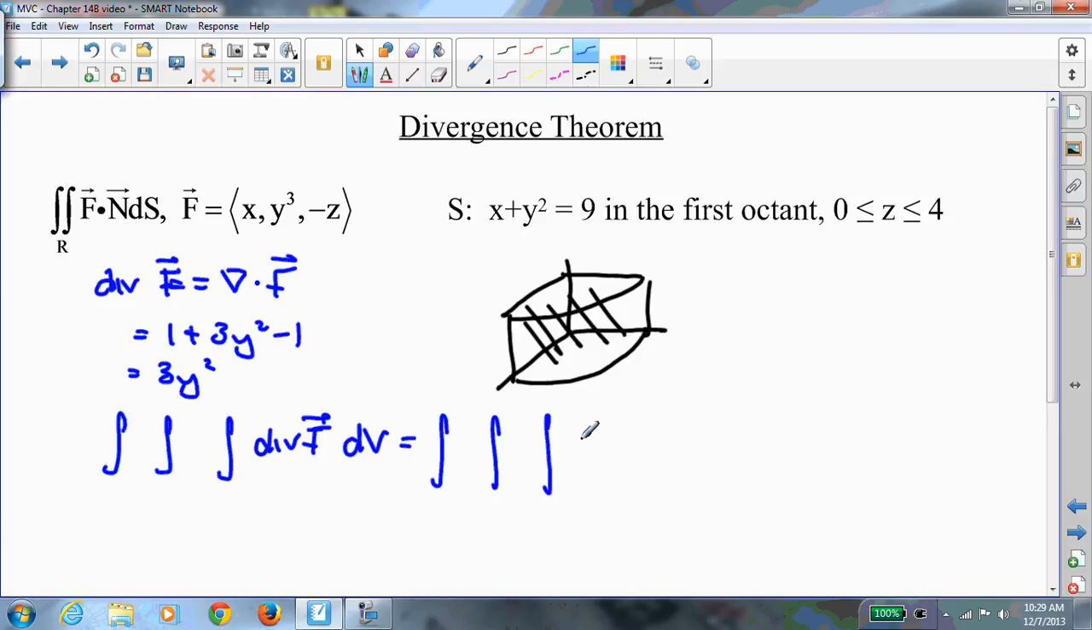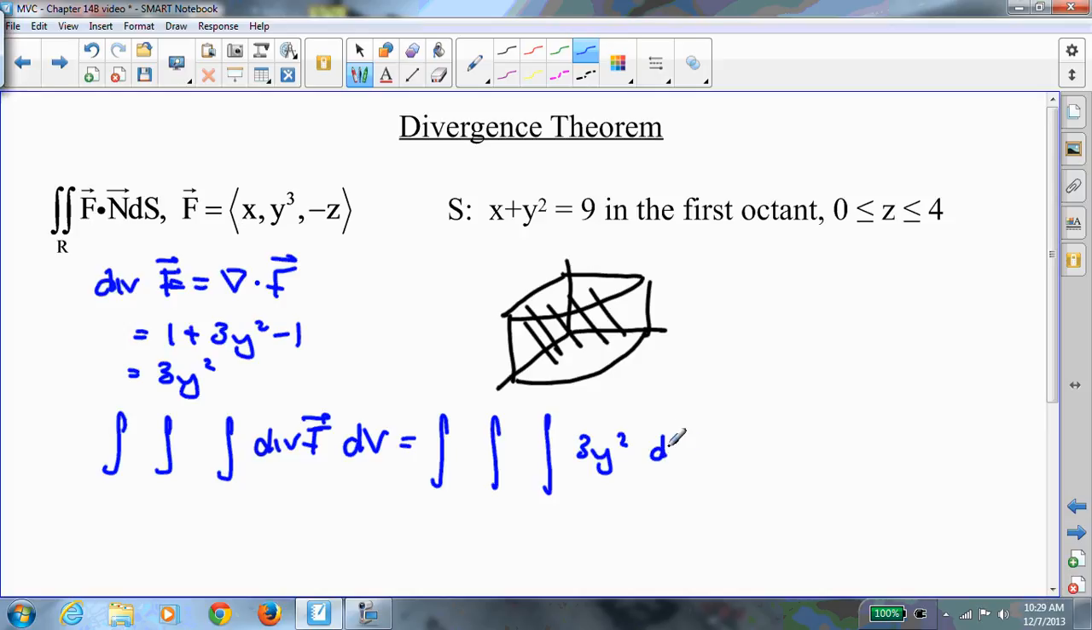And so div f is 3y squared. Another clue to use the divergence theorem is if it is over a solid, take the div. If the div is a lot easier to work with, then use the divergence theorem. If the div ends up being really complicated, it might be easier to just do surface integrals instead. So 3y squared is the div, which is definitely a lot easier.